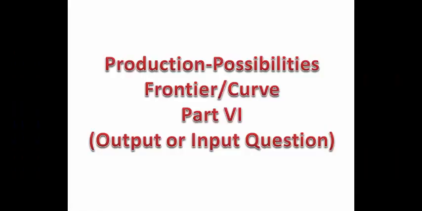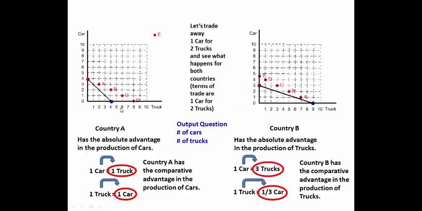Production Possibilities Frontier Part 6, Output or Input Question. Let's look at an output question. Output questions tend to be easier than input questions. When we're looking at an output question, we're looking at the final product going out to the market. It's the output, car or truck, and we were looking at the number of cars and the number of trucks.